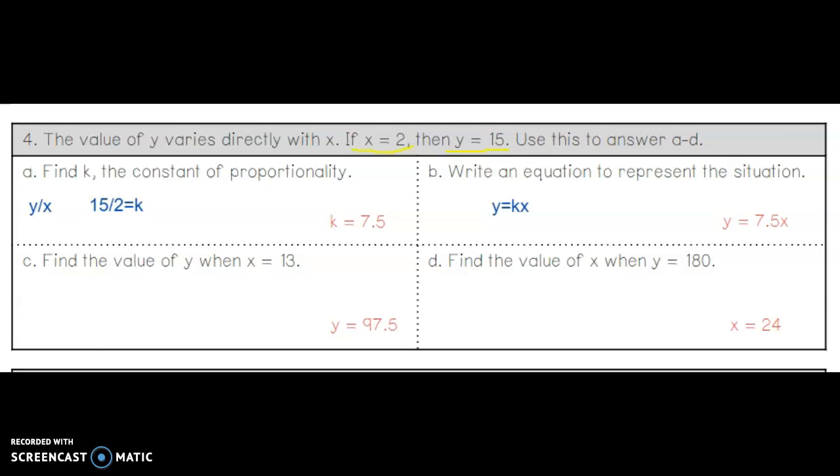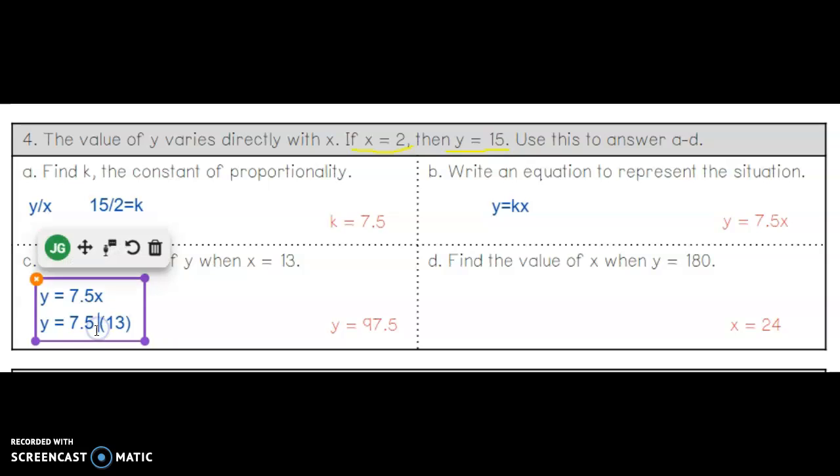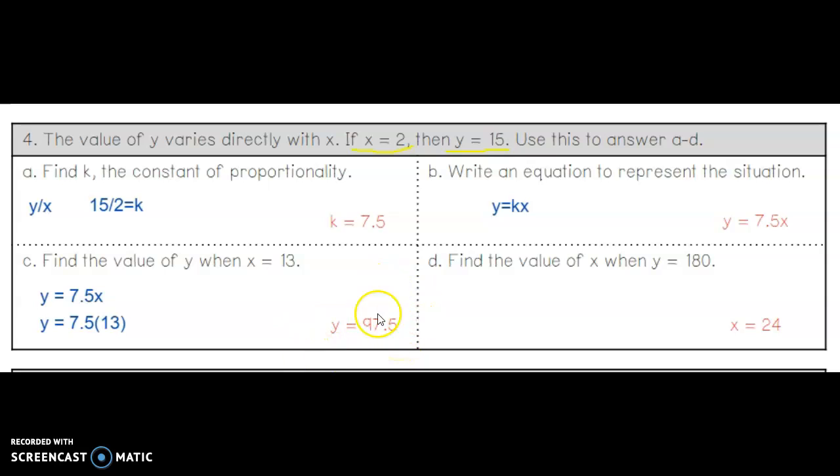C, find the value of y when x equals 13. In order to do that, we're going to start with the equation that we just wrote, y equals 7.5x. We are going to substitute in the value that they give us for x, which is 13. Now, when you key 7.5 times 13 into your calculator, you are going to get a product of 97.5. That's your answer. So you would write it as y equals 97.5.